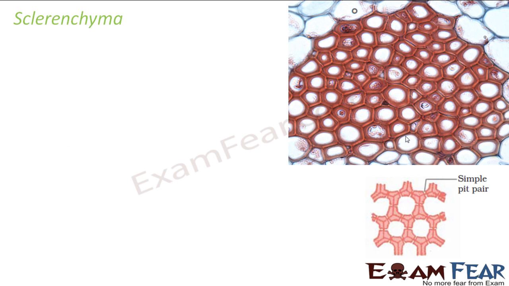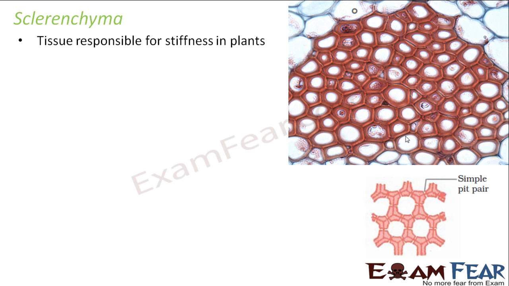So let us now talk about the third type, that is sclerenchyma. We saw that parenchyma is the packing tissue, so basic packing is done by parenchyma. Collenchyma gives the flexibility part. Now let us see what sclerenchyma does. It is the tissue responsible for stiffness in plants. First we talked about the basic thing, then flexibility, and now stiffness. That means there are certain portions of plants which are very hard and stiff, and that stiffness is caused by this tissue called sclerenchyma.